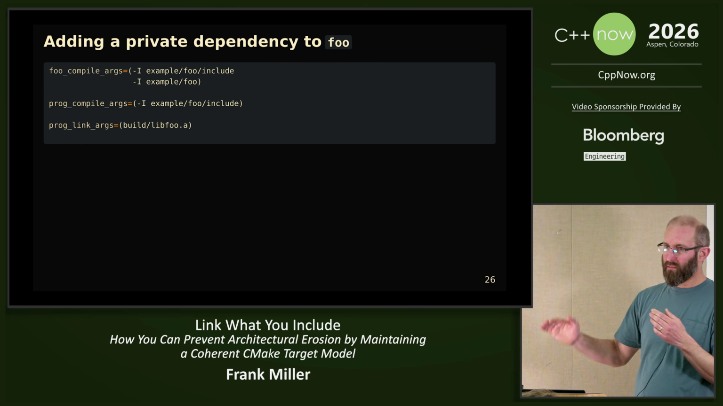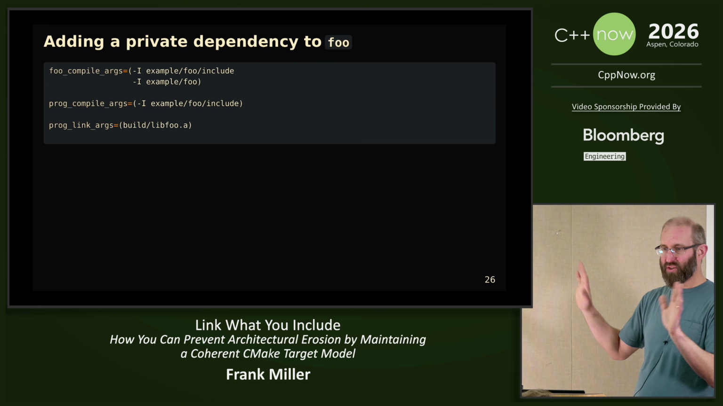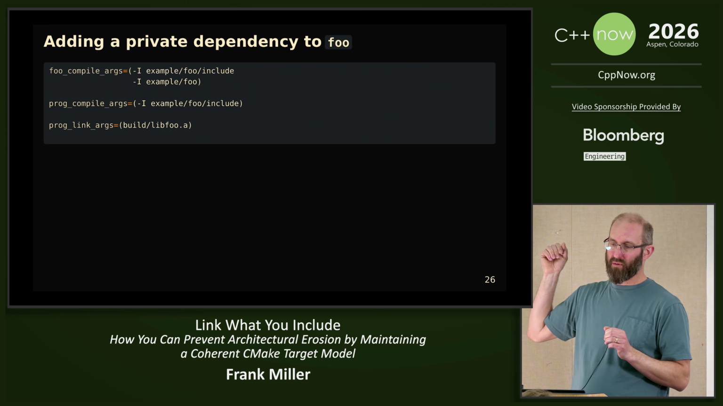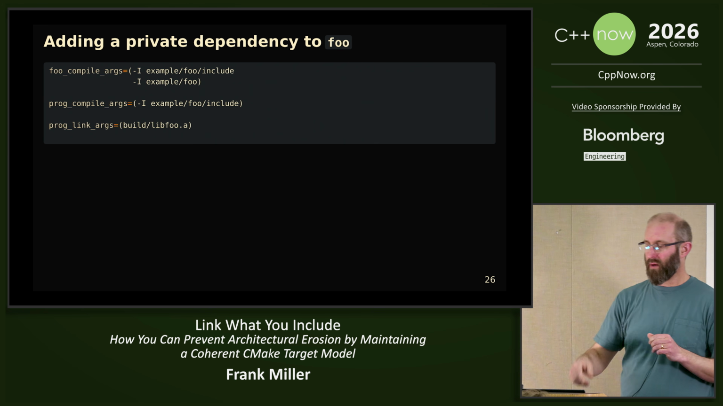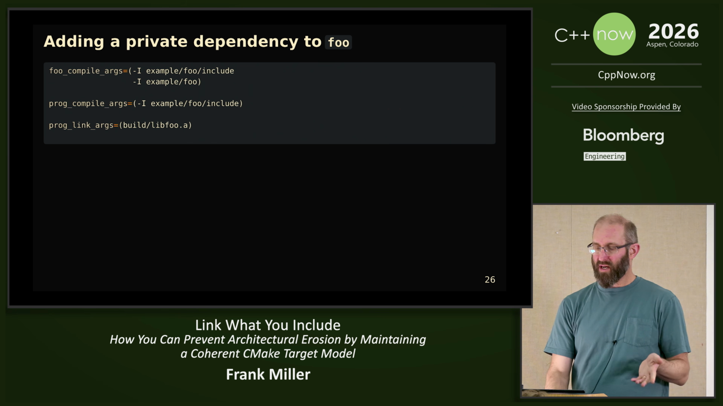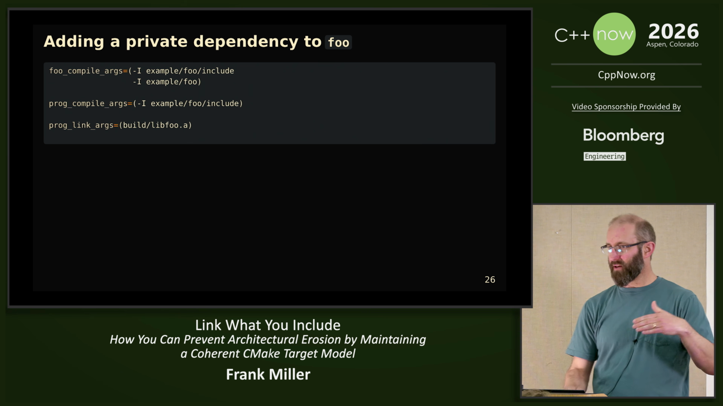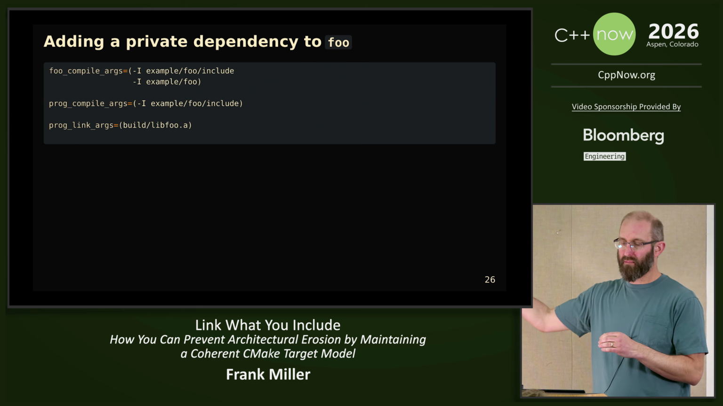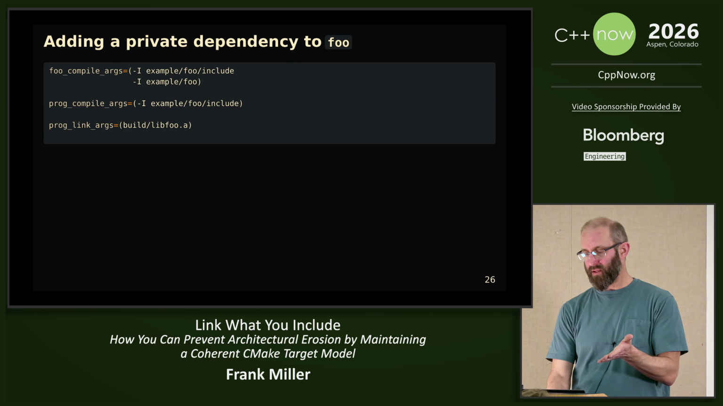Okay, so if we remove all of the extraneous compiler commands, these are the flags that we're passing to the compiler to build the foo static library and the prog executable. And now let's do a thought experiment. What happens if we want to add a private dependency to foo? So like a private source file of foo is going to start depending on some other library bar. So what do we need to change to these commands?